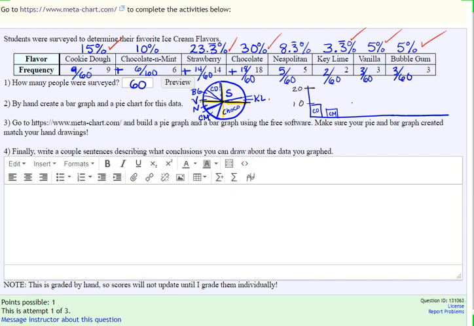The next one is strawberry, which is 14. The next one is chocolate, which is 18. The next one is Neapolitan, which is 5. The next one is key lime, which is 2. I'm going to rewrite this one here because the bar looked a little wonky.